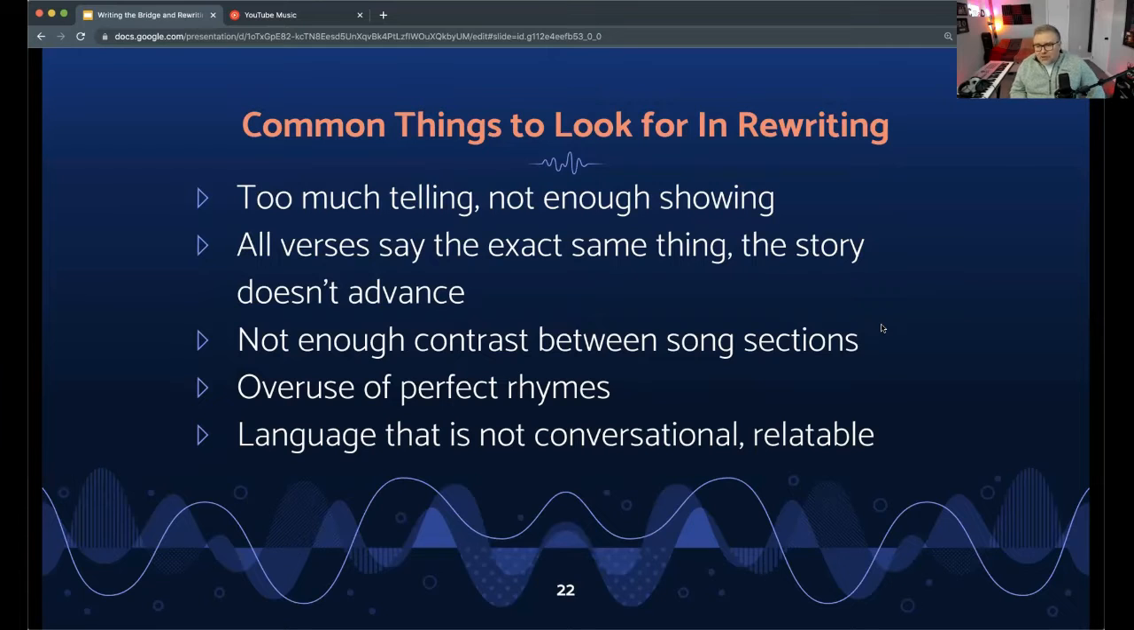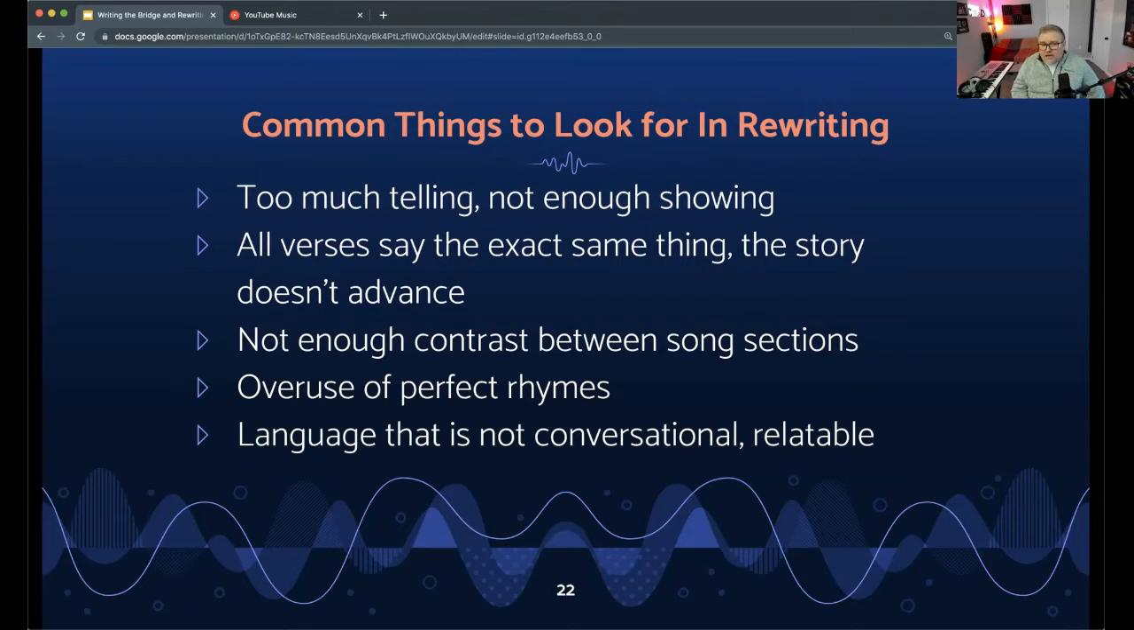Some of the common things to look for as you're reviewing your songs: make sure that you're not doing too much telling and not enough showing. What we mean by that is telling is where you're talking about the emotions, but you're not showing us that emotion. So you're telling someone that you're sad or feeling some sort of emotion, but you're not showing us. The way that listeners get pulled into a song is when they're shown something more so than told. So make sure that you have a mix of telling and showing.